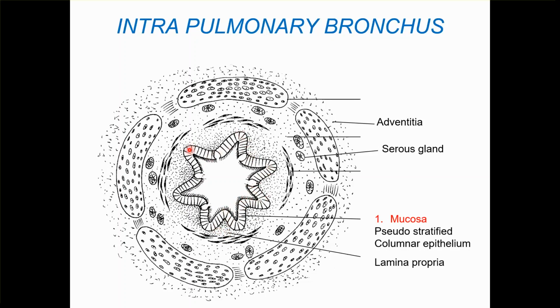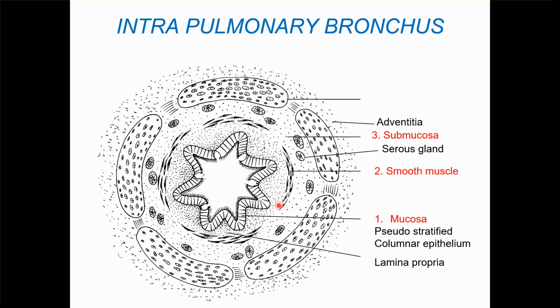The reason why it's thrown into folds: just below this layer, between the submucosa and the mucosa, you can see that there is a smooth muscle layer over here. So this is causing the contraction, and that's why the folds are appearing. So it gives a star-shaped lumen.